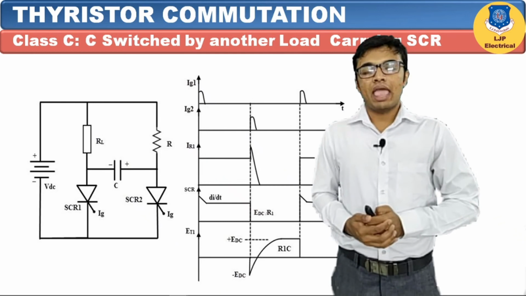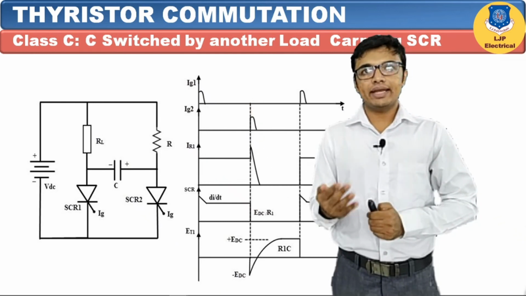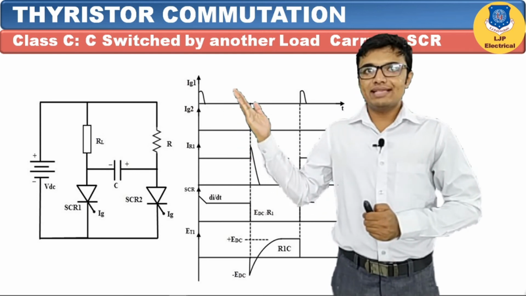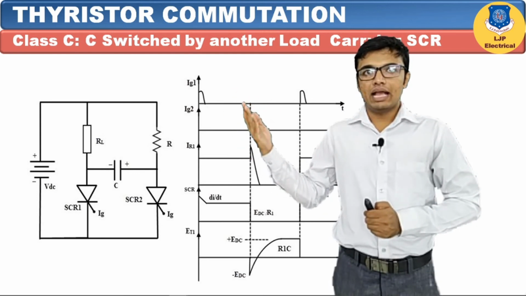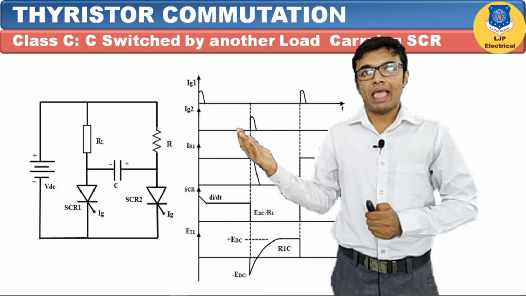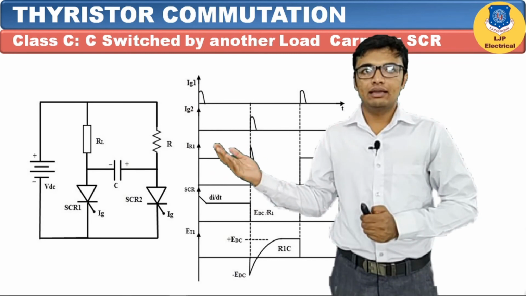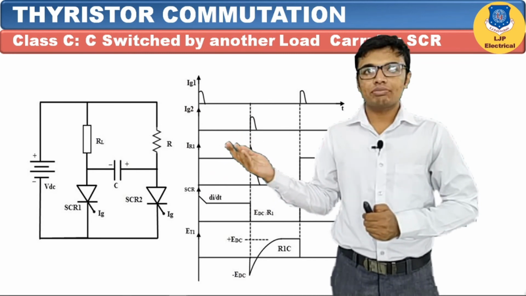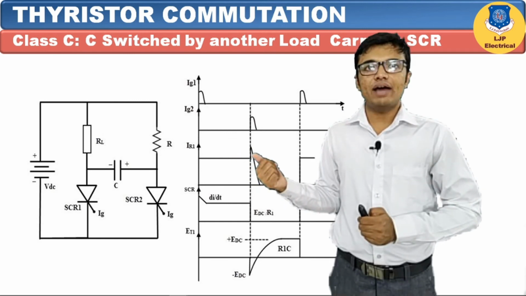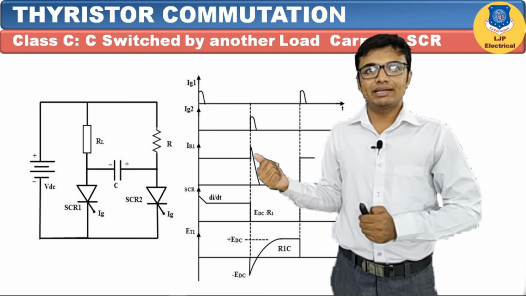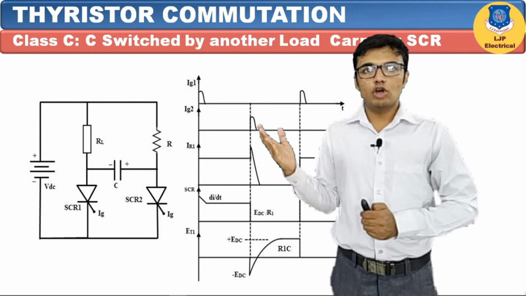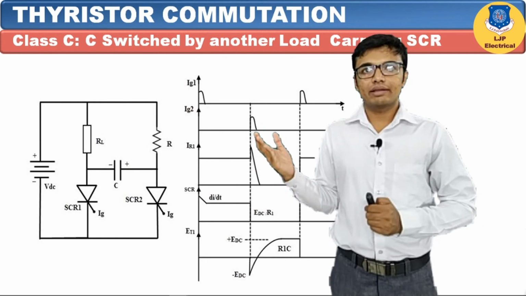During starting we have supplied Ig1, so we have given a pulse to SCR1. SCR1 will conduct and the load current will pass through R and through RL, and the current passing through R is going to charge this capacitor. Here we have shown the value of IR1. When SCR1 is triggered, this IR1 will flow through this resistance. Up to this point it will carry the current.